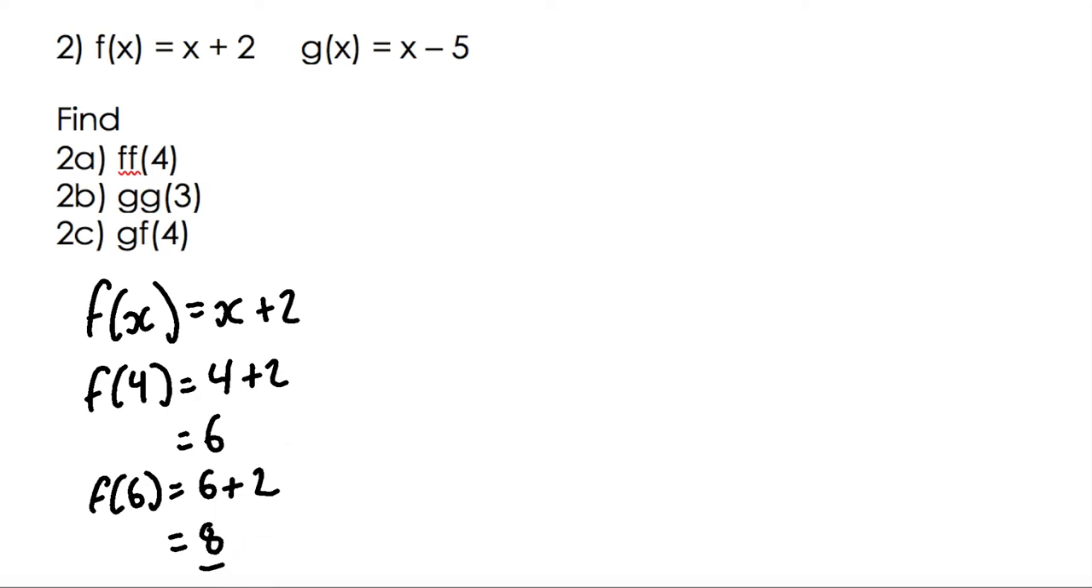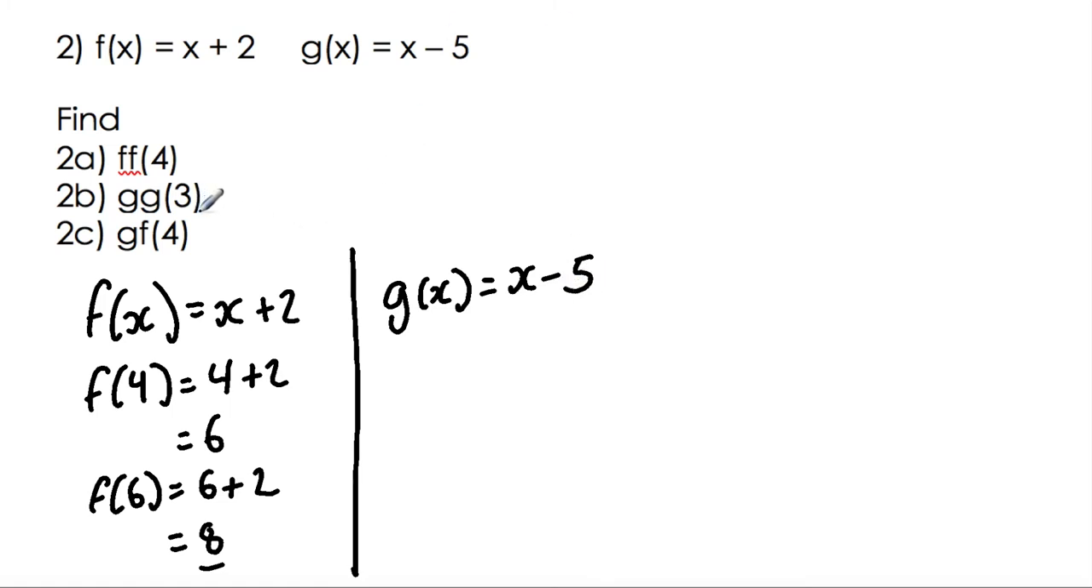2b, g compose g of 3. Again, I'm going to write the function g of x down. So g of x is equal to x minus 5. So I'm going to substitute the value of 3 into the function g of x. So g of 3 is equal to 3 minus 5. 3 minus 5 is minus 2.